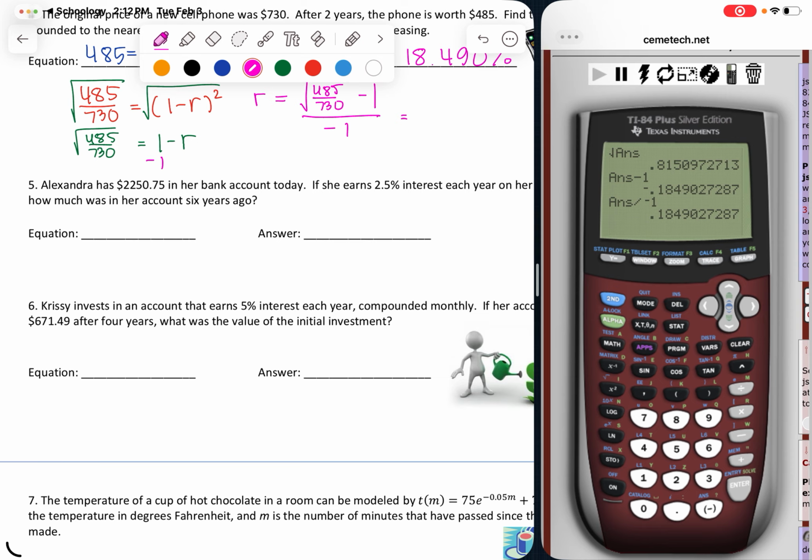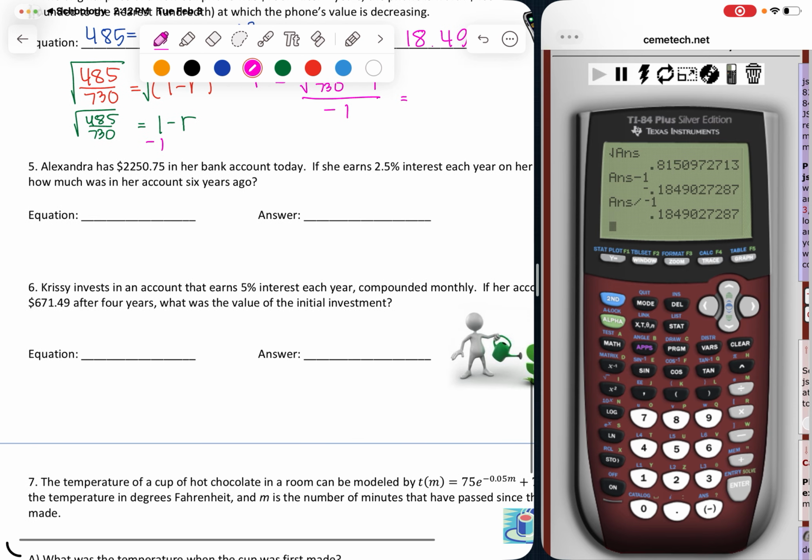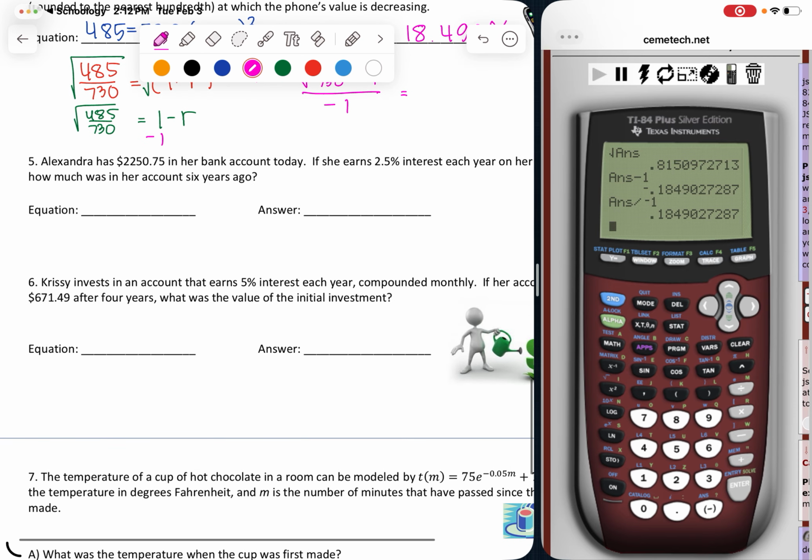Alexandra has $2,225.75 in her bank account today. If she earns 2.5% interest each year on her investment, how much was in her account 6 years ago? All right, so there's multiple ways to write this, okay? I'm going to show you 2 different ways, and then you can decide what to do.